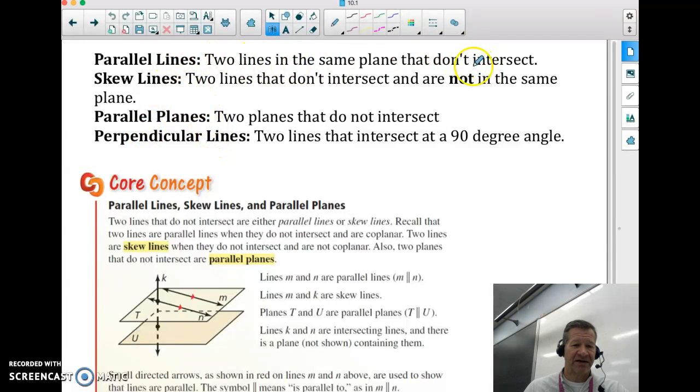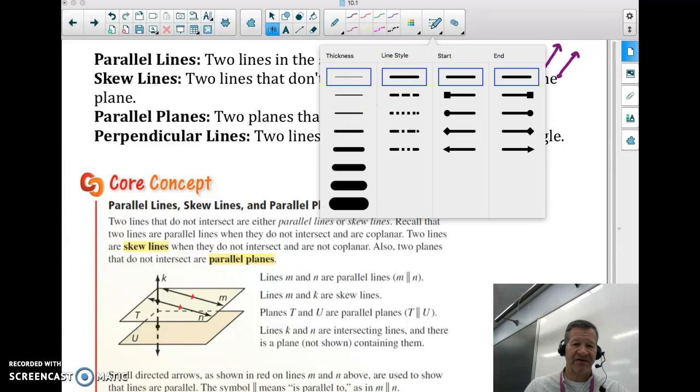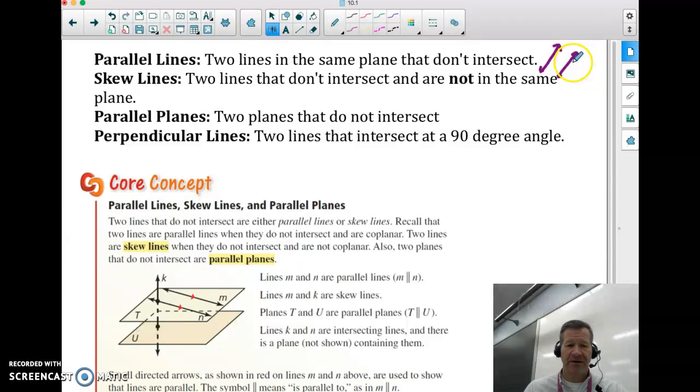Parallel lines are two lines in the same plane that don't intersect. So two lines that don't intersect, they're just going to be a pair of lines that go in the exact same direction. They're in the same plane. I'm drawing them on the same piece of paper, so naturally they're in the same plane, but they'll never intersect one another. You don't want to draw something like this and say, oh, look, they never cross each other. Well, remember, lines go on forever. This would eventually cross this line. So they have to go in the exact same direction.